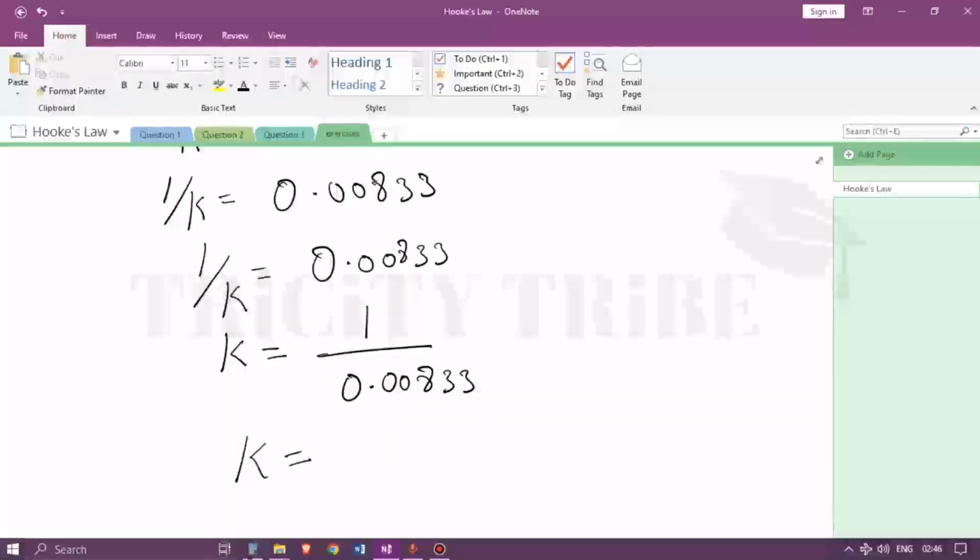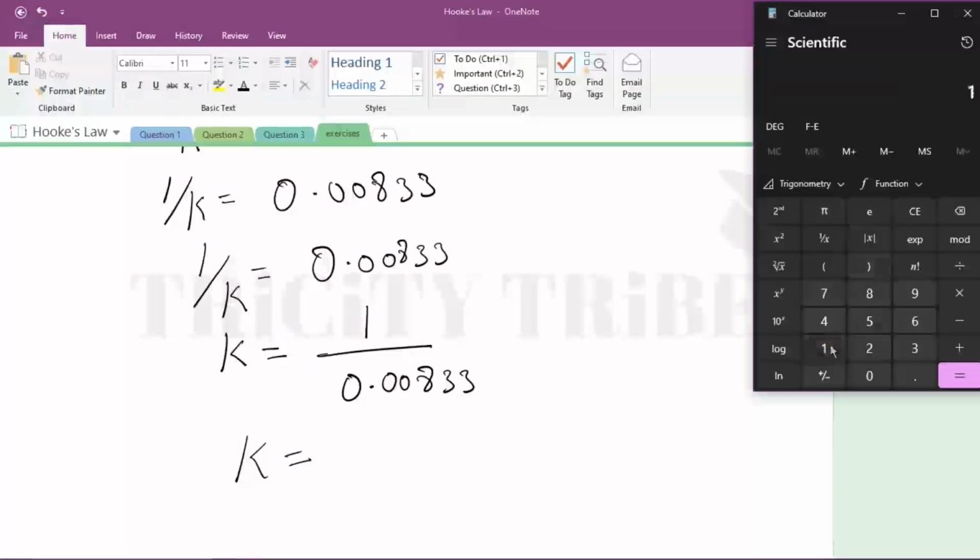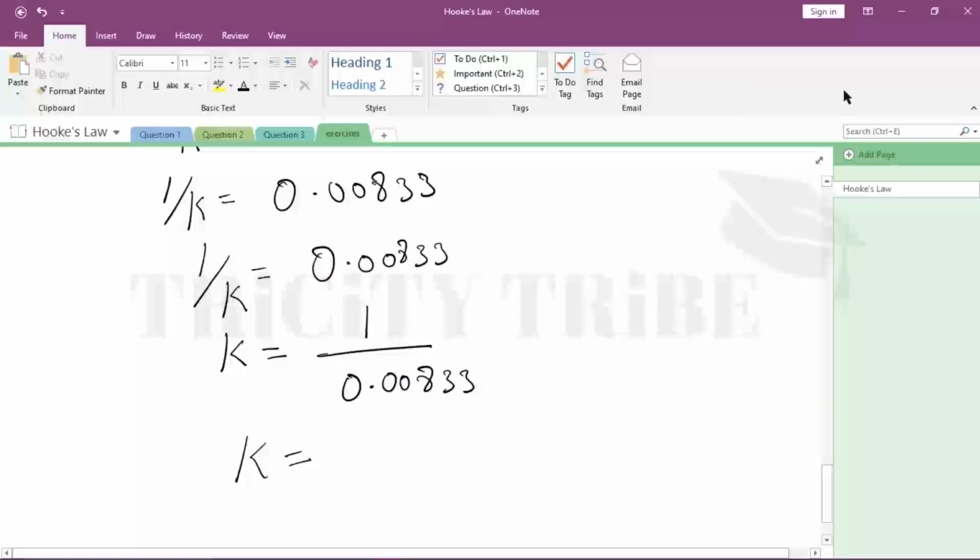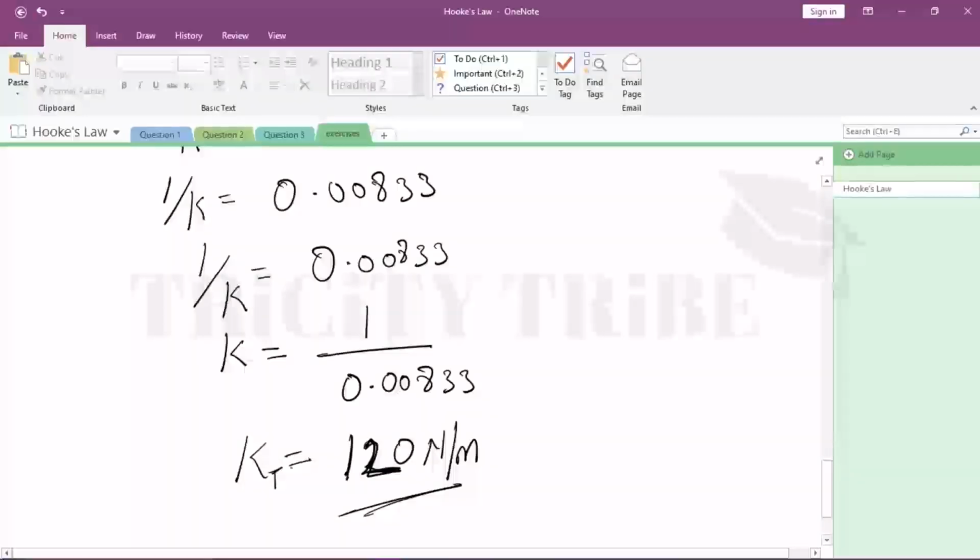So let's check it out. We have 1 divided by 0.00833, which gives 120. So just keep it as a fixed value, 120. Now, K is a constant. The unit of the constant in Hooke's law is Newton per meter. So this is the total spring constant of the system.